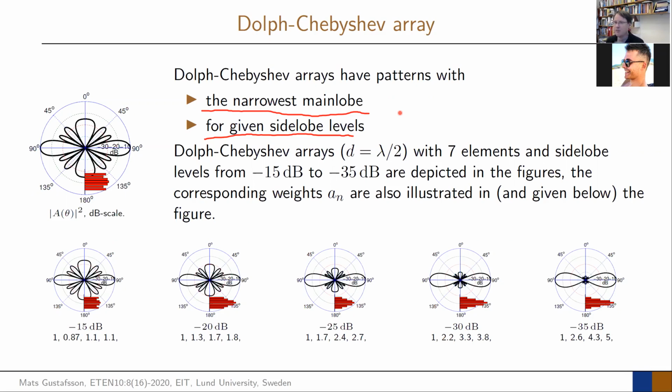So with the Dolph-Chebyshev, you specify your side lobe levels. Here are examples where the side lobe levels go from -15 dB to -35 dB. The array factor is normalized to 0 dB at the main beam, and then, of course, 35 dB down is 35 dB down. If we see the first one, this is then -15 dB here.